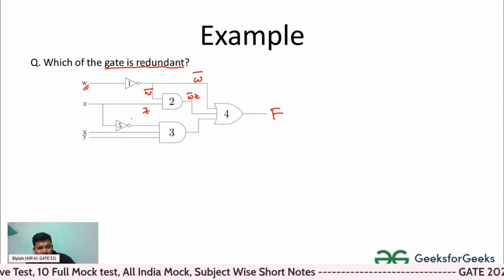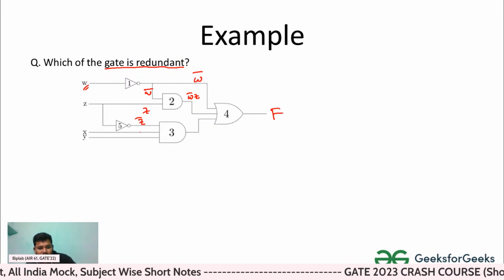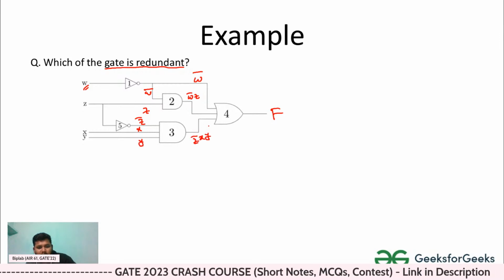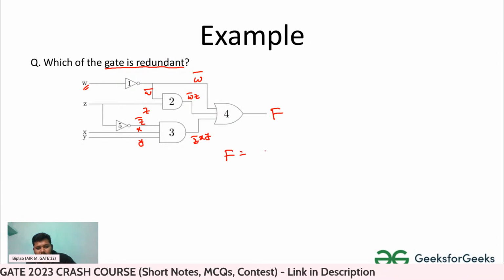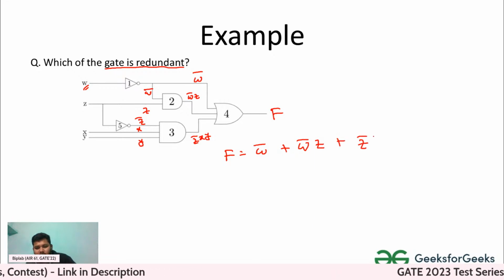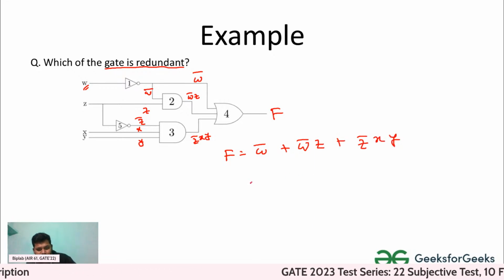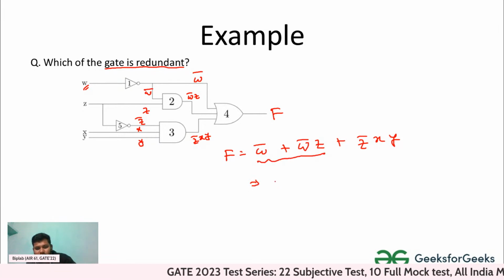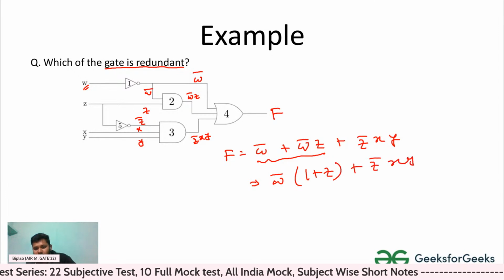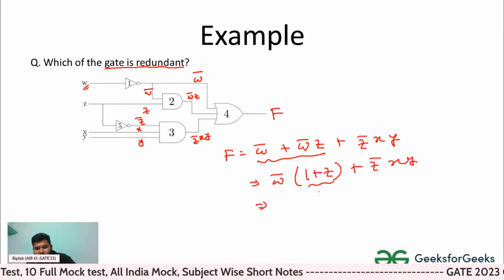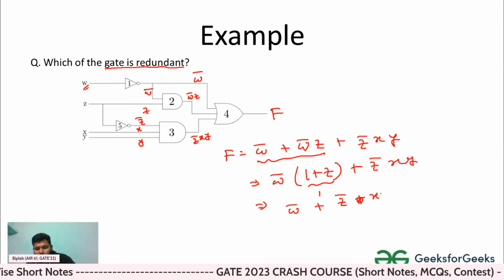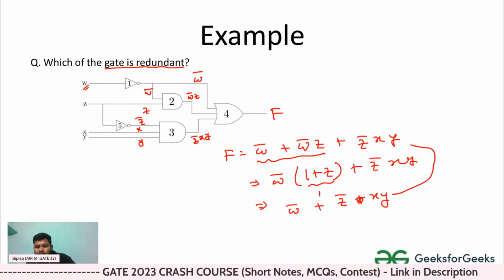Okay, let us verify this. Z bar you have, X you have, Y you have, so you have Z bar X Y, and you are adding all of this. So your F is W bar plus W bar Z plus Z bar X Y. In this, if you take W bar as common, you will have 1 plus Z, and this results in 1. So your expression will become W bar plus Z bar X Y.